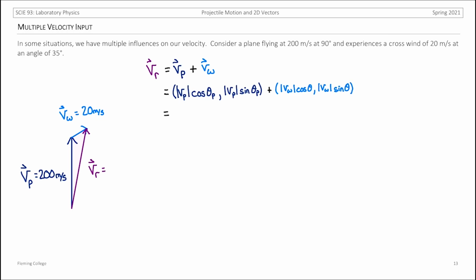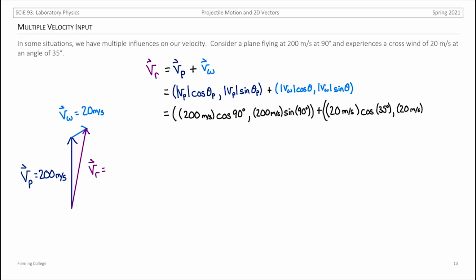Now we can plug in our values, so 200 meters per second times the cosine of 90 for the x component, 200 meters per second times the sine of 90 for the y component of the plane. Now moving on to the wind, we get 20 meters per second times the cosine of 35 degrees for the x component, 20 meters per second multiplied by the sine of 35 degrees for the y component. I'm going to break these down into a more drawn out process here. Recording all of our digits in our calculator, this is a very inefficient way of doing this.